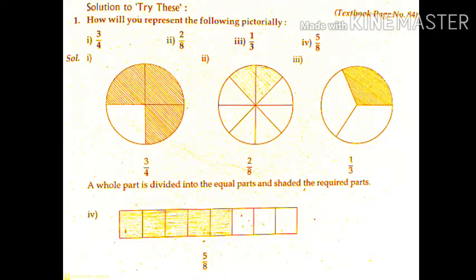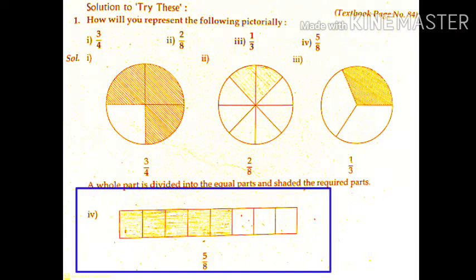Solution to Try This. First question: how will you represent the following pictorially? First, 3 by 4. I have already drawn the picture here. In 3 by 4, 3 indicates shaded parts and 4 indicates total parts of the picture. Second, 2 by 8. 2 indicates shaded parts and 8 indicates total parts of the figure. Third, 1 by 3. Here 1 indicates the shaded part and 3 indicates total parts. Fourth, 5 by 8. 5 indicates shaded parts and 8 indicates total parts.